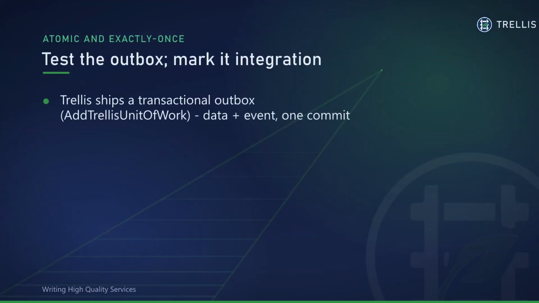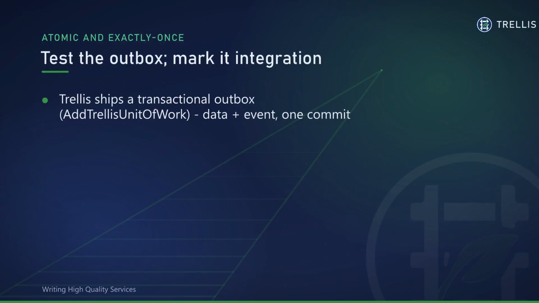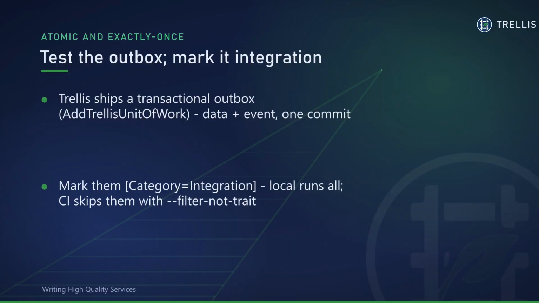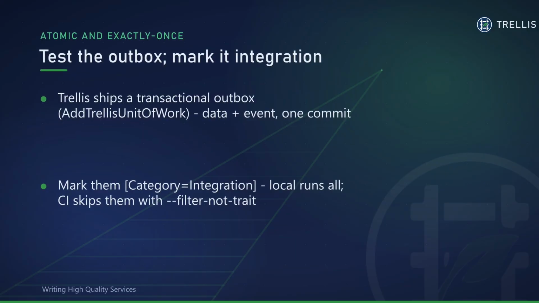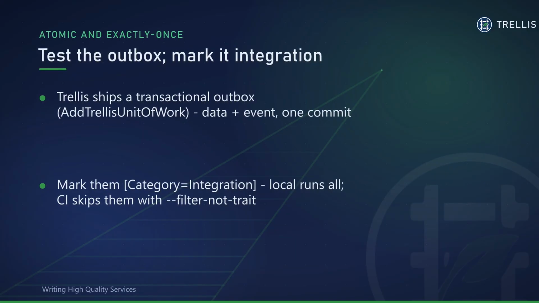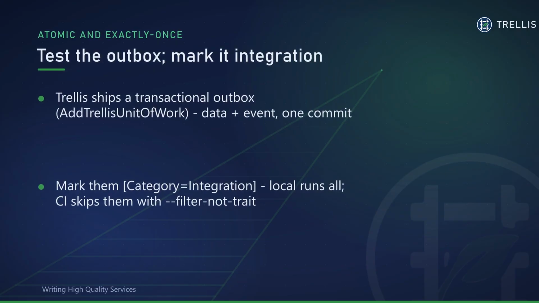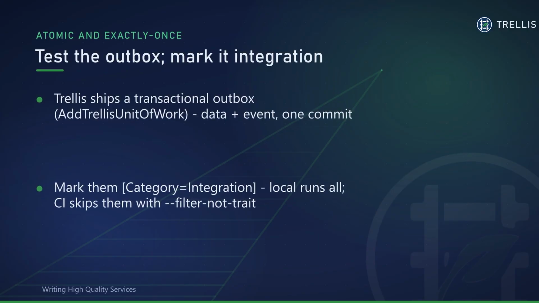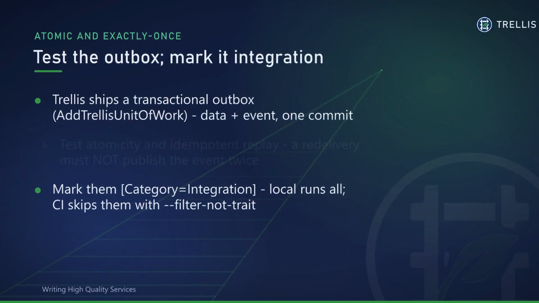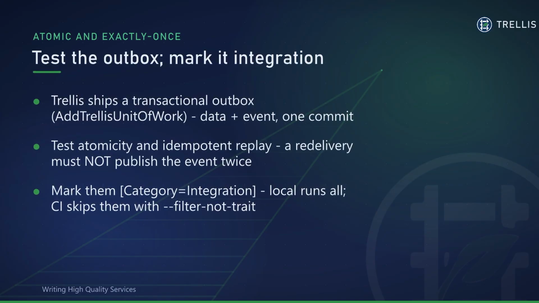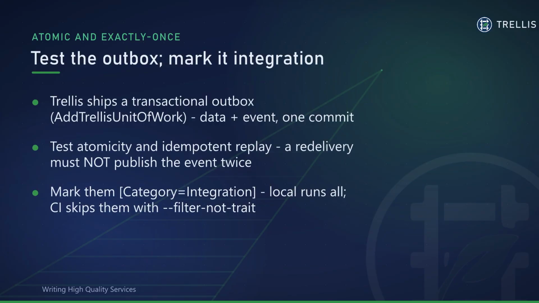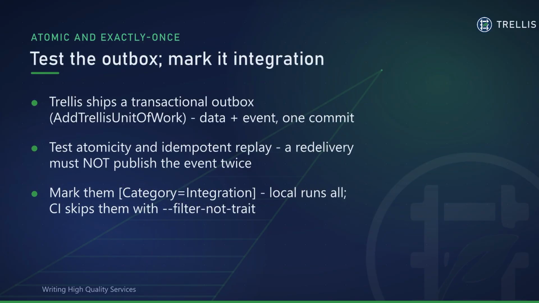Last, the outbox. The reason this episode pairs data and events. Trellis ships a transactional outbox. You switch it on with AddTrellisUnitOfWork, and it guarantees that when a command changes an aggregate and raises an integration event, both are committed in a single transaction, never one without the other. Against a real database, you test two properties: atomicity, that the event row lands exactly when the data does, and idempotent replay, that if the dispatcher redelivers, which it will, eventually, the event is published once, not twice.